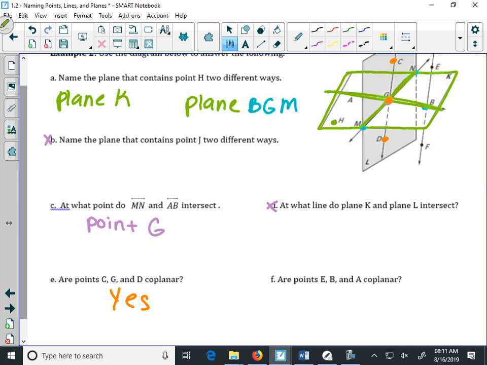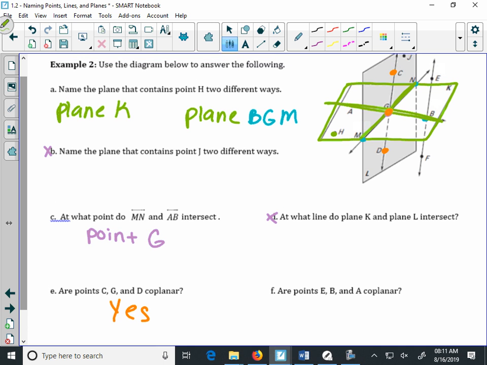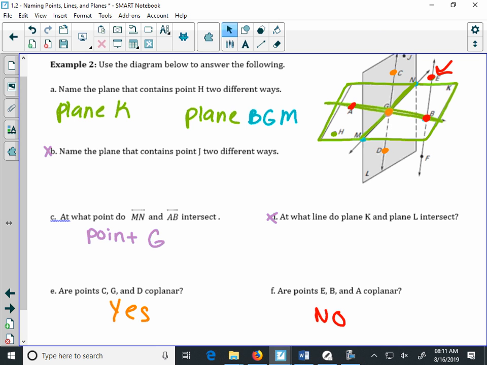Our points E, B, and A. Here's point E, here's point B. Are E, B, and A coplanar? Why are they not coplanar? E's floating up in no man's land. It's not inside the shaded plane. It's floating up above it. So no. A and B are coplanar, but E is not, so all three of them are not. Questions over that?